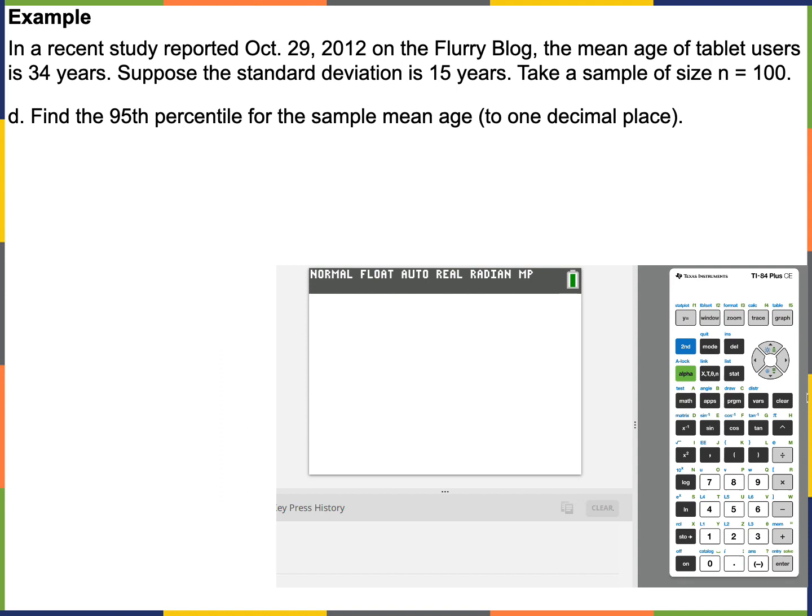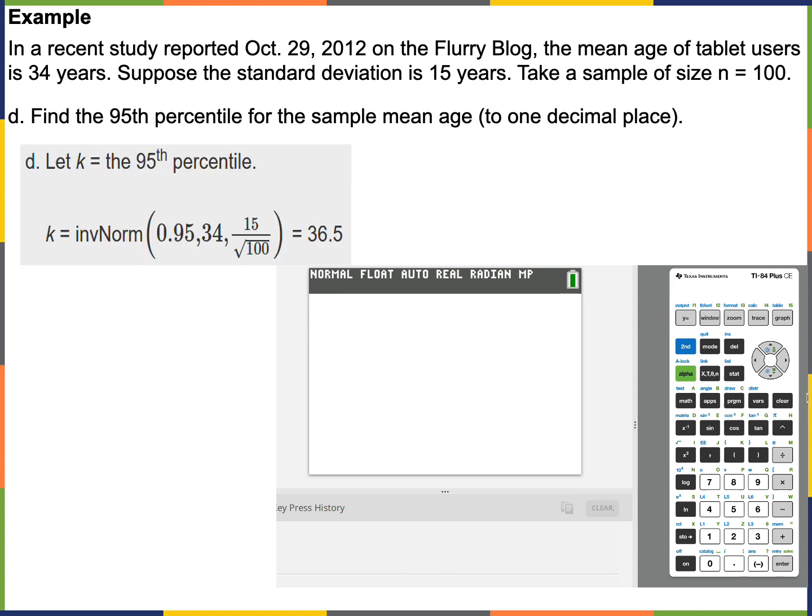Same situation. Now, what if we want to find the 95th percentile? So if you want to find the 95th percentile, that's an inverse norm problem. So let's go ahead and do that.